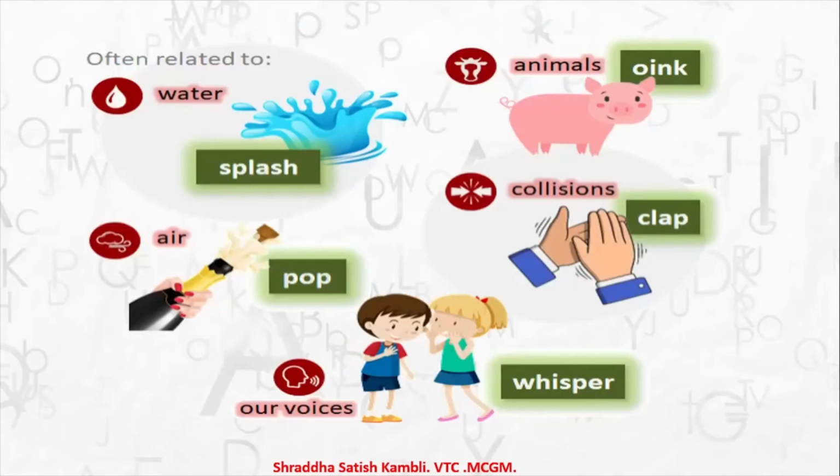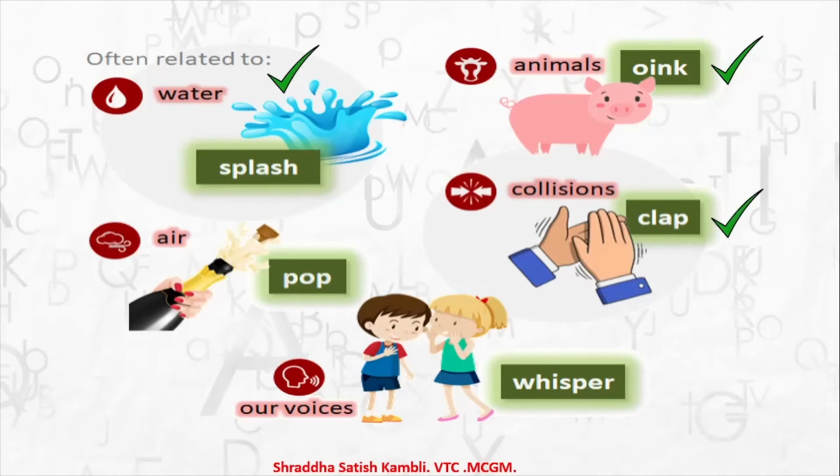Then these are all the other examples. So related to water, you have the sound splash. Related to animals, you have the sound oink for pigs. You have mew for cat. You have moo for cows. Okay? Collision means when two things ram against each other, when they bang against each other. For example, when you clap, you hear the sound of the clap.